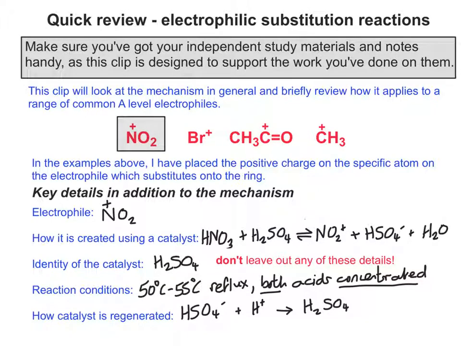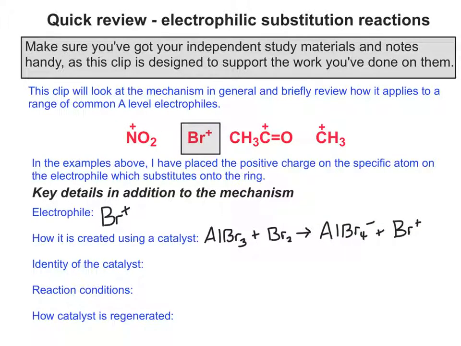And finally, the H plus that was originally on the benzene that the NO2 has substituted for is recombined with HSO4 minus to make H2SO4, which is your catalyst.